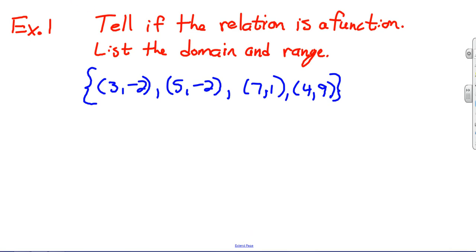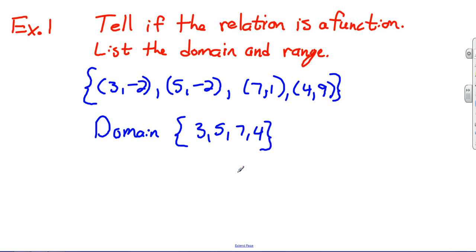So if they ask you to say what the domain is, just go back and tell me the numbers. We've got 3, 5, 7, and 4. If you want to put them in order, that's great. If you don't, that's fine too. It doesn't really matter as long as you've got all the numbers in there. So tell me what the x values are. Range. There we go: -2, 1, 9.